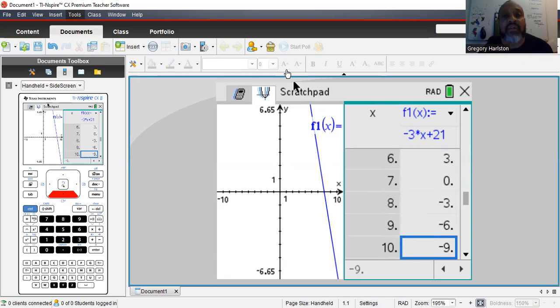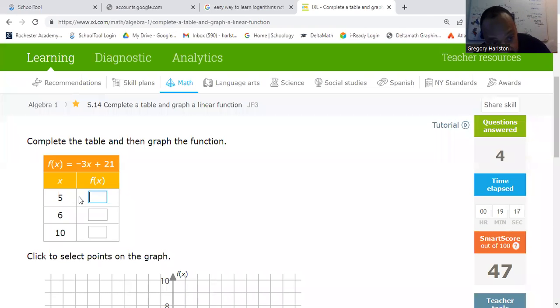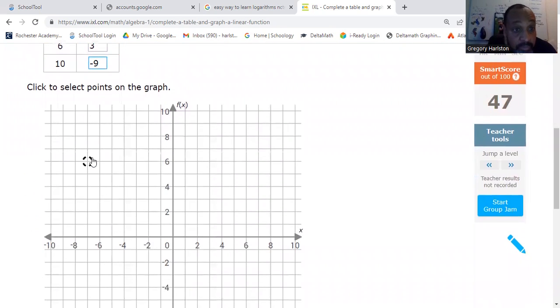All right, so now I'm going to go back to IXL. I'm going to complete the table. 5 is 6. 6 is 3. 10 is negative 9. I got my points. Now I'm just going to plot two of these points.